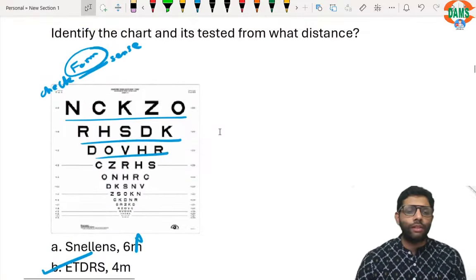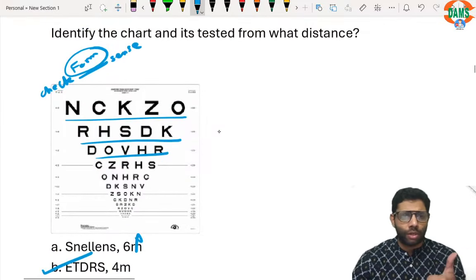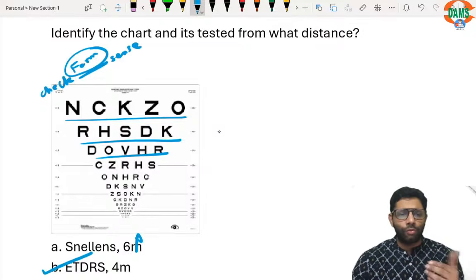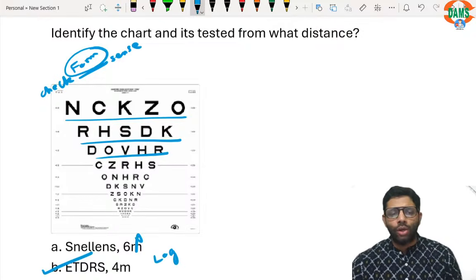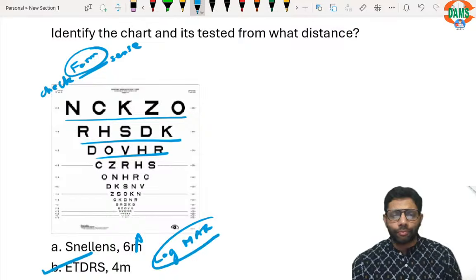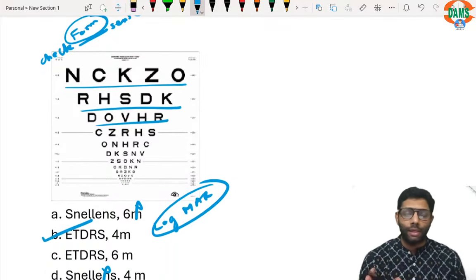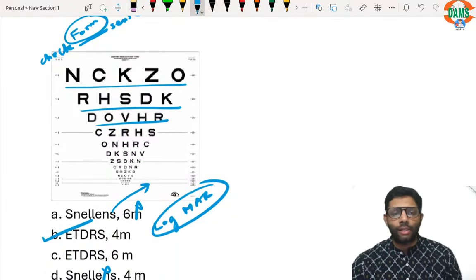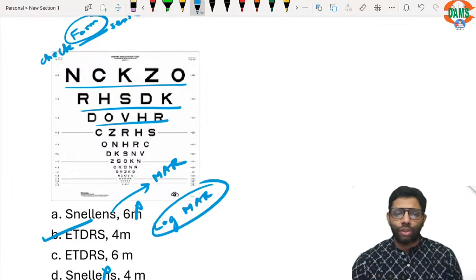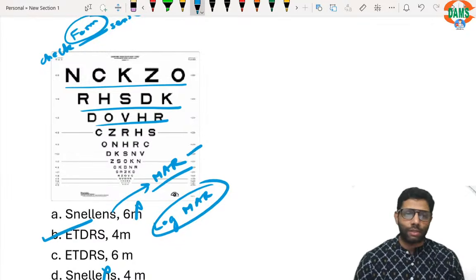Now, what is the other thing? ETDRS, Early Treatment of Diabetic Retinopathy Study. The question has been asked as the full form, done from 4 meters. It is also known as the logarithmic MAR chart. It is based on log MAR, not MAR. Snellen's is based on MAR. ETDRS is based on log of MAR. That calculation is not asked. MAR calculation can be asked, yes.